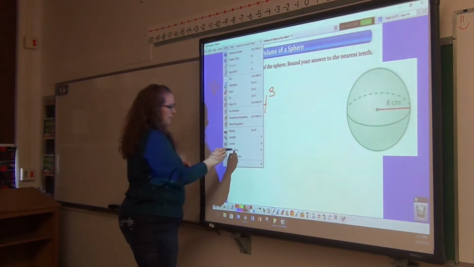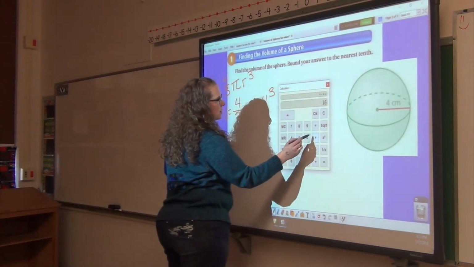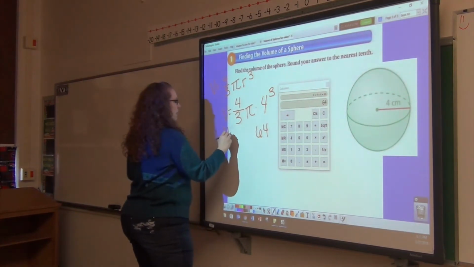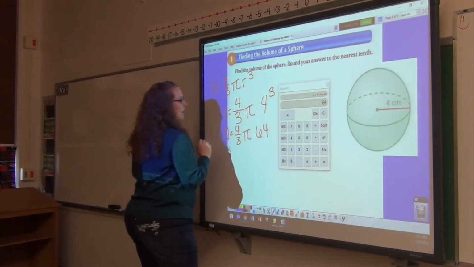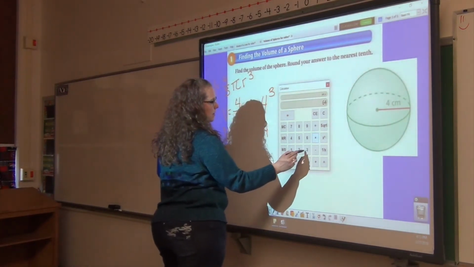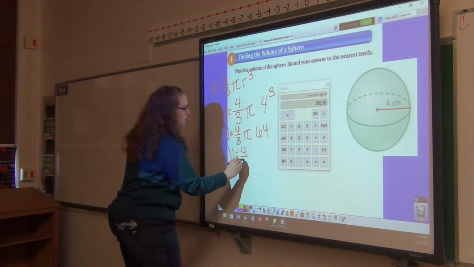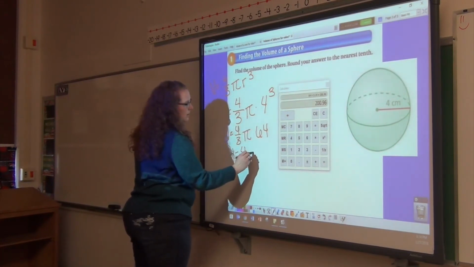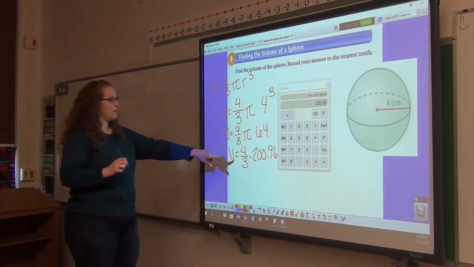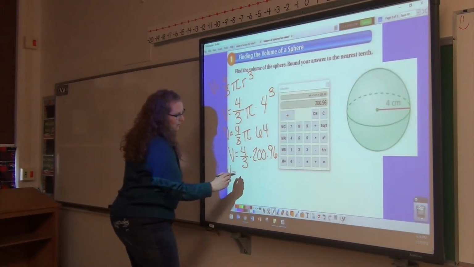Let's check. Okay, 4 times 4 times 4 equals 64. Then we are going to times by 4/3 and then times by pi. All right, so 64 times 3.14 equals 200.96. I am going to write this as 1.3 repeated, because I'm going to punch it in my calculator that way.